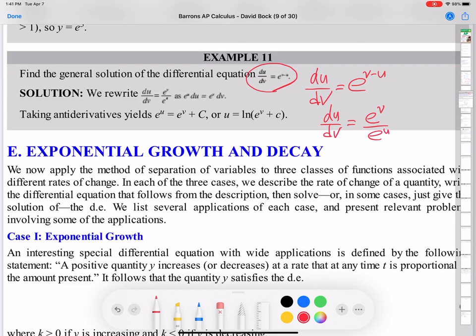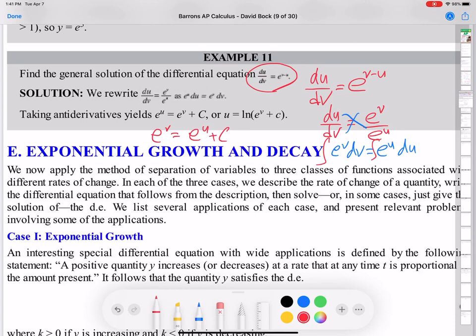And then cross multiply, because the u and u function go together, the v and v function go together. So you can cross multiply, right? So e to the v dv is equal to e to the u du. And then put integral on both sides. Integral of e to the v is e to the v. So e to the v is equal to e to the u plus c.